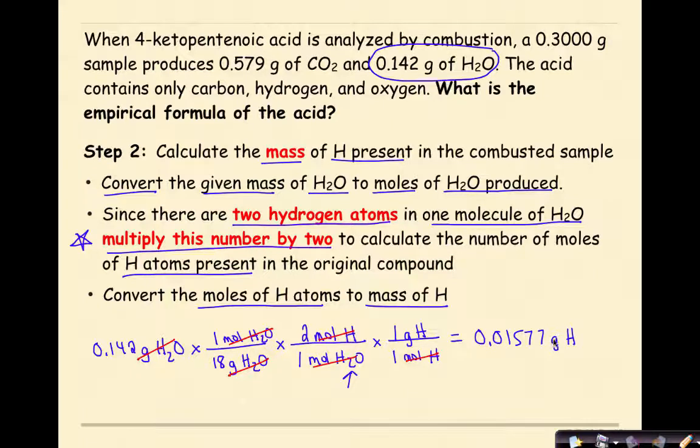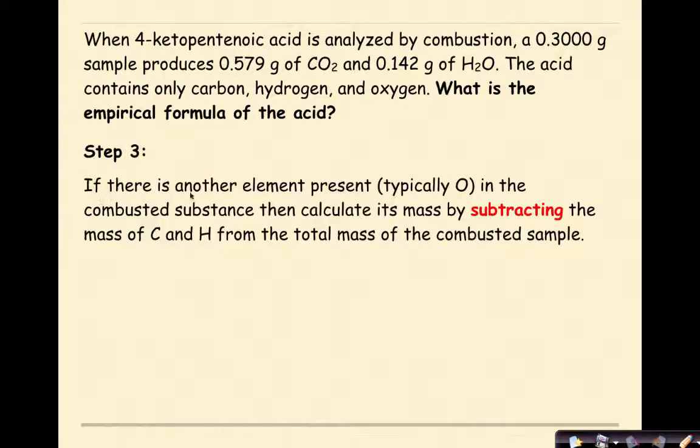So at this point, I have my mass of carbon and my mass of hydrogen. I'm going to go to the next step. If there is another element present, typically oxygen, in the combusted sample, then calculate its mass by subtracting the mass of the carbon and hydrogen from the total mass of the combusted sample. In this problem, we had a total mass of 0.3 grams of a sample.